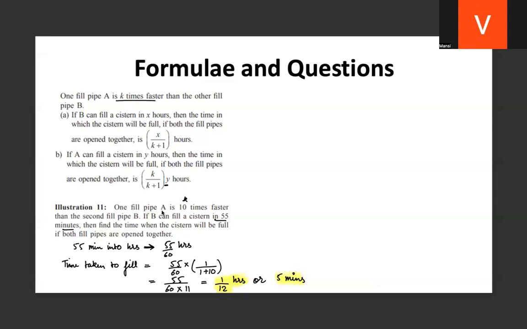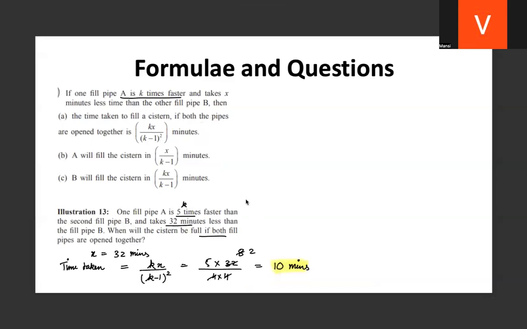So here we have one sample question. One fill pipe A is 10 times faster than the second fill pipe, which is B. So the value of K would be 10. Now, if B can fill a cistern in 55 minutes, find the time when the cistern will be full if both fill pipes are open together. Firstly, converting minutes into hours, we simply divide the minutes by 60, because 1 hour has 60 minutes. Now the time taken to fill it would be again the simple formula of this one, and it will take 5 minutes.